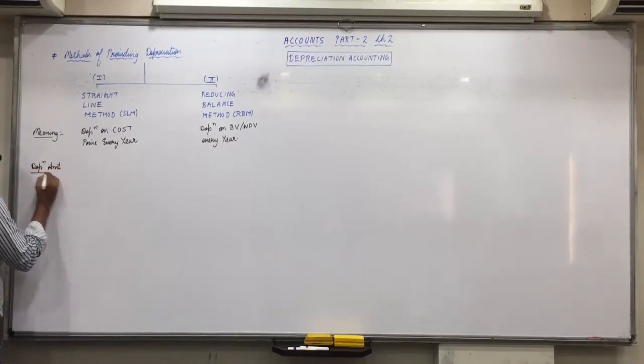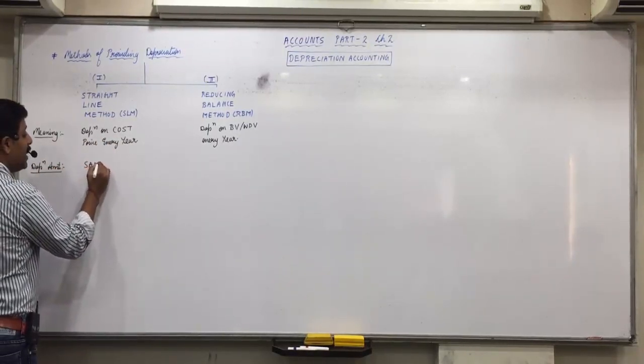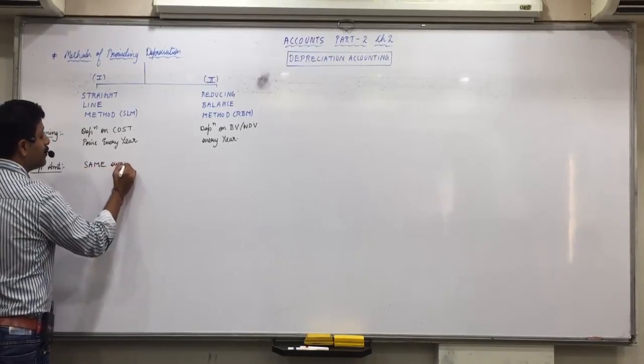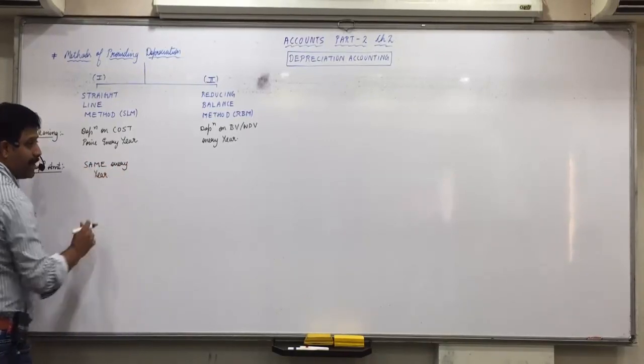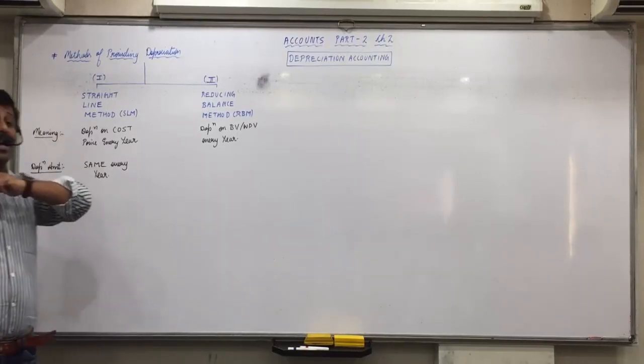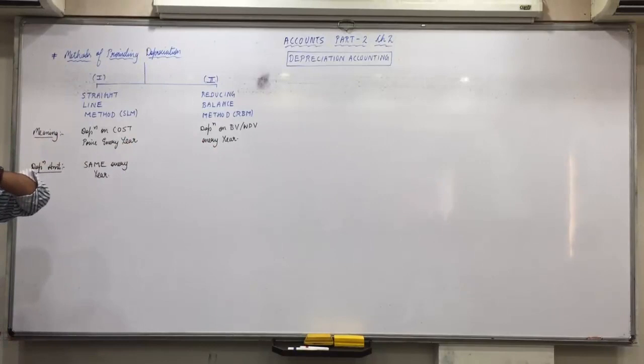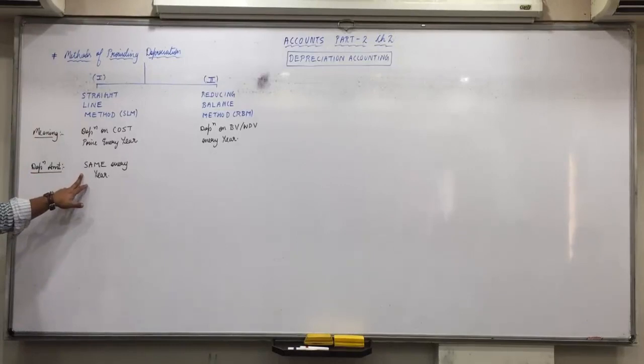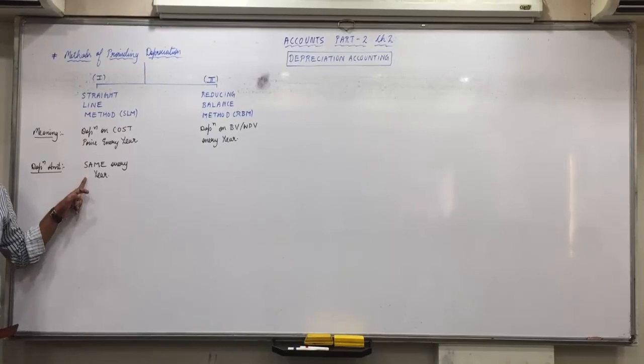Now here, because you provide the depreciation on cost price every year, the depreciation amount is going to remain the same. That's why it is called straight line method also. Straight line, how does the line remain? The same. Every year the line remains the same. It doesn't go up, it doesn't go down. The other names I told you, equal installment method, because the depreciation amount remains same, and fixed installment method, because fixed means the amount does not change.